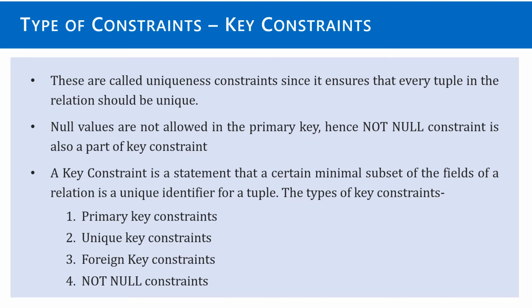Now let us look into the second type of constraint, that is the key constraint. Key constraints can also be called uniqueness constraints because they ensure that every tuple in the relation is unique. A key constraint is a statement that a certain minimal subset of the fields of a relation is a unique identifier for a tuple. That means a minimal set of attributes can be used as a unique identifier for a tuple in the relation. We'll have four types of key constraints: primary key constraints, unique key constraints, foreign key constraints, and not null constraints.